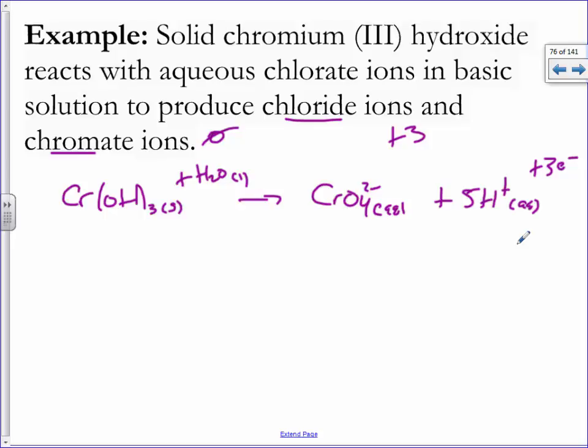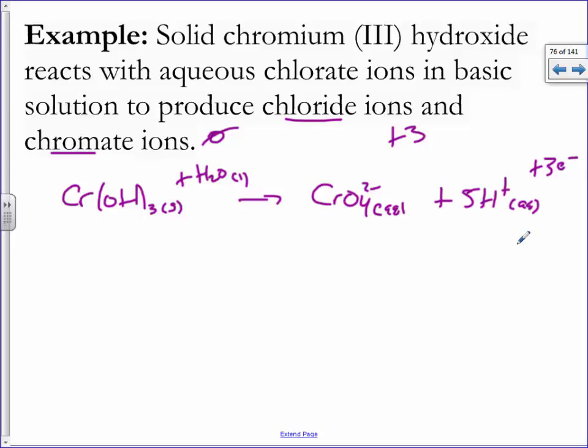Okay, but here's the issue though. This isn't under basic conditions. This is under an acidic condition. So the last step here is to show you how to solve the conundrum of how to make it no longer acidic. And this is more like you gotta approach this from a math point of view.